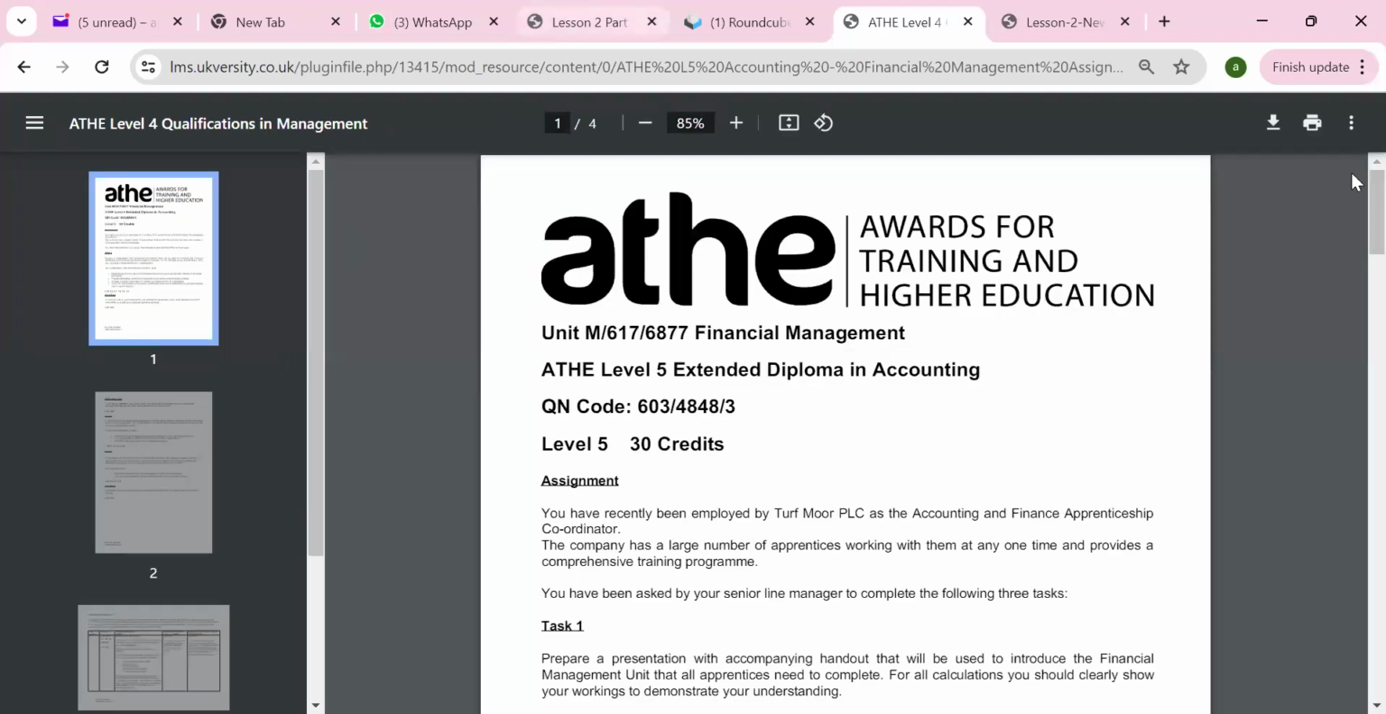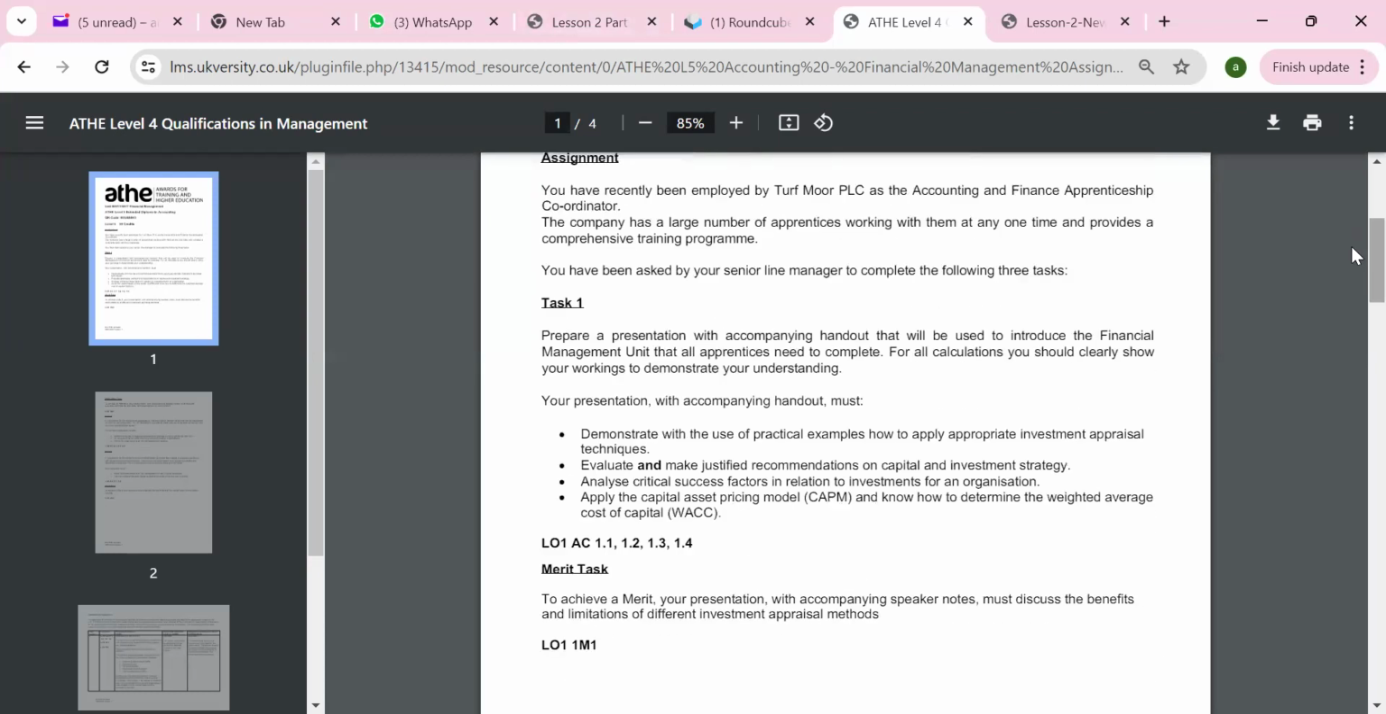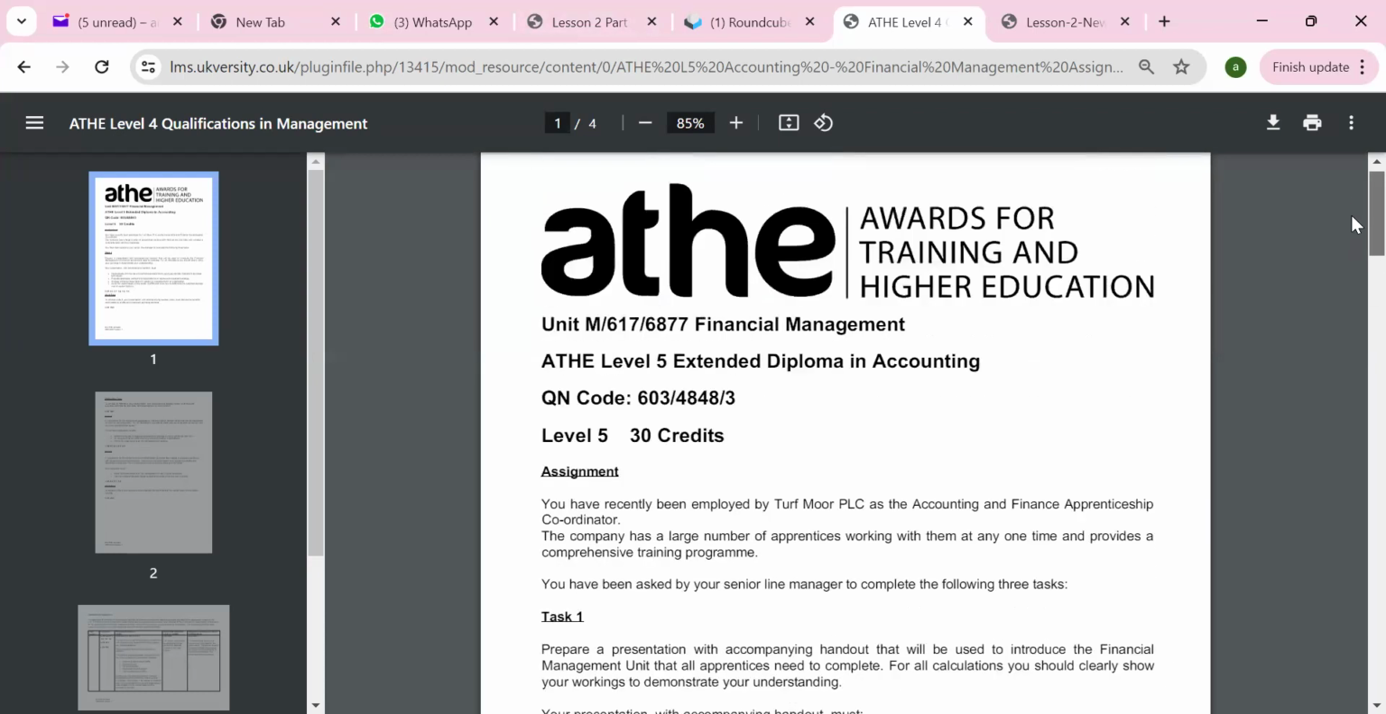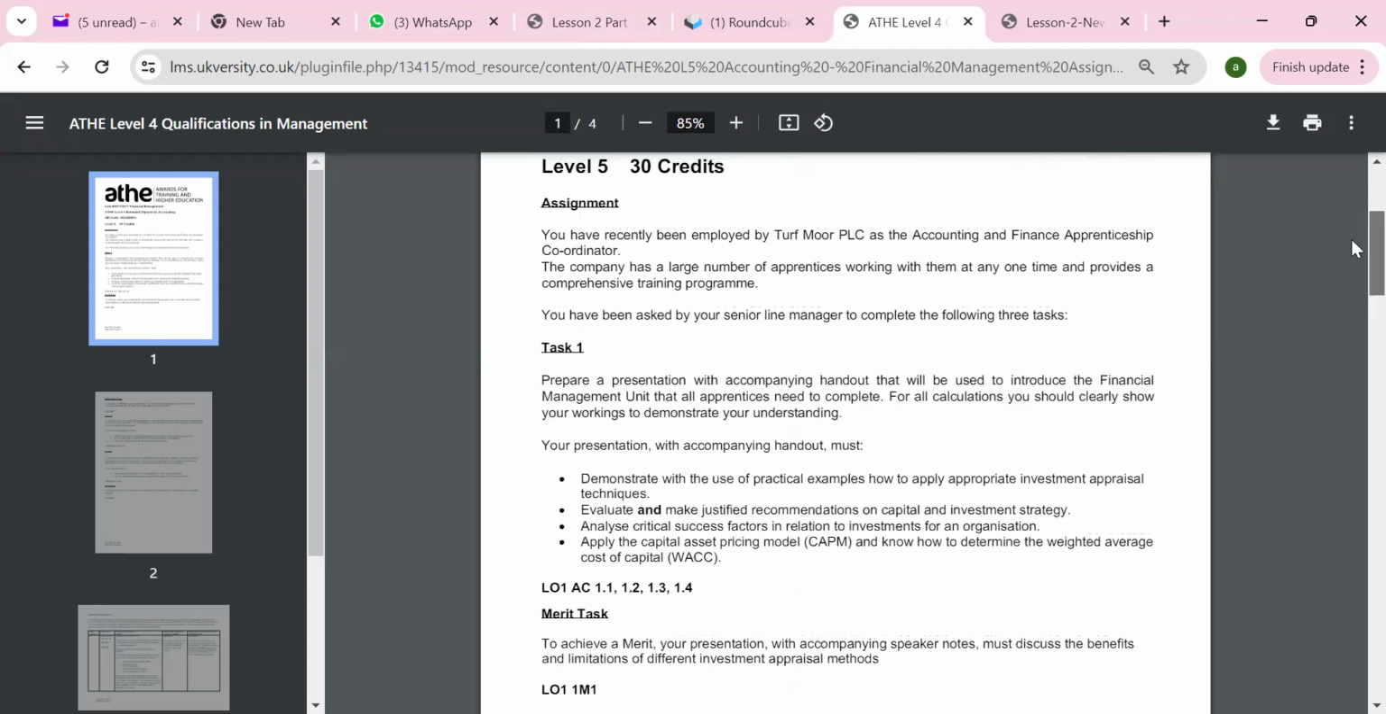Hope you can see these slides and the assignment brief on the Moodle page. Make sure you read carefully. You've been given the scenario: a PLC company, and you are the accounting and finance apprentice coordinator, with a large number of apprentices, and you've been asked to prepare these tasks. Prepare the presentation, and demonstrate a practical example of appropriate investment appraisal.